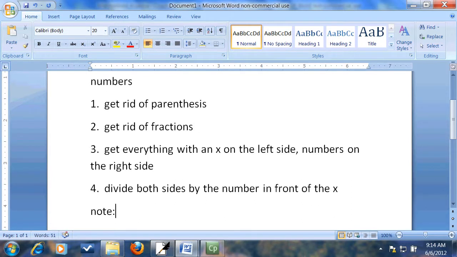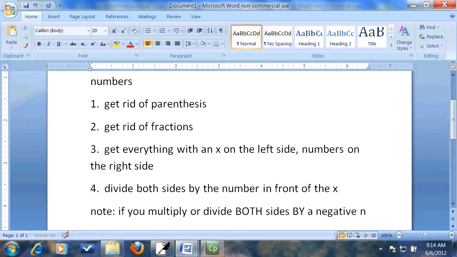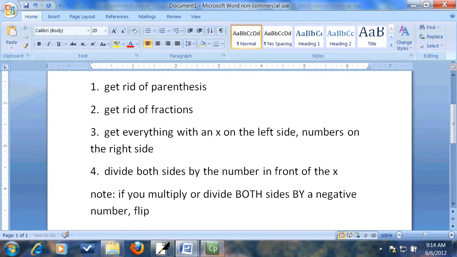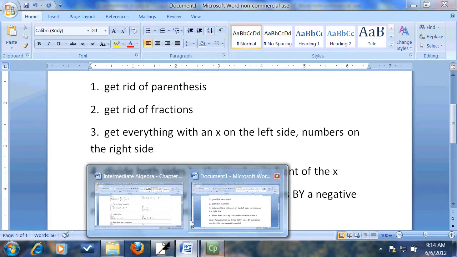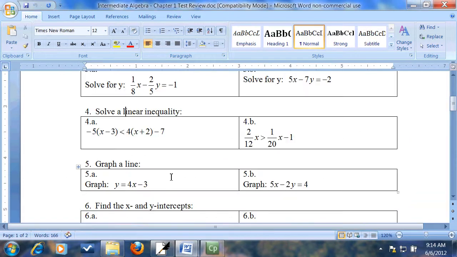We have a note down here at the bottom. If you multiply or divide both sides by a negative number, flip the inequality symbol. So let's work a couple of examples using these steps.